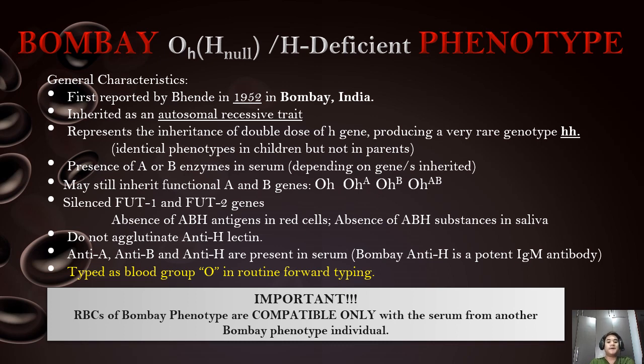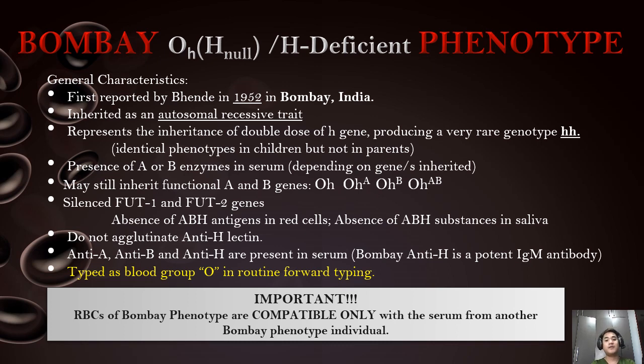Okay, moving on. Given that this is an inherited double dose of amorphic h alleles, your FUT1 and FUT2 genes that code for the same glycosyl transferase are silenced, which will absolutely result to the absence of both ABH antigens in your red cells and ABH soluble substances in your saliva or body secretions. So, the RBCs of Bombay phenotypes do not agglutinate with anti-H lectin in the forward grouping because obviously, it does not have any H antigen formed.